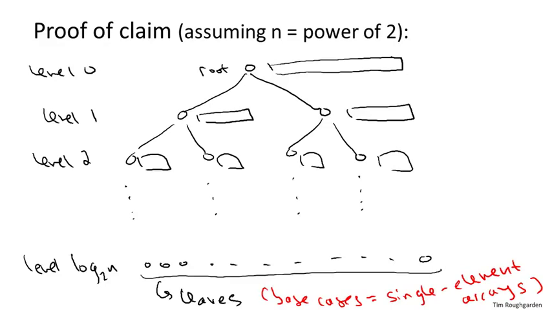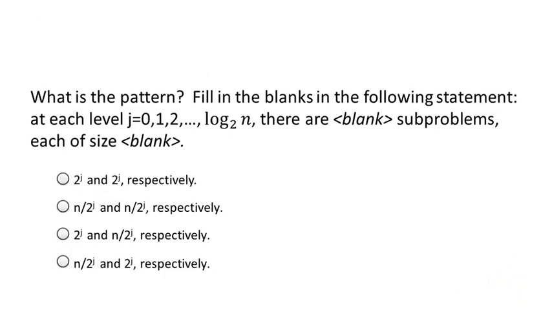That's the first question. The second question is, for each of those distinct subproblems at level j, what is the input size? So what is the size of the array which is passed to a subproblem residing at level j of this recursion tree?